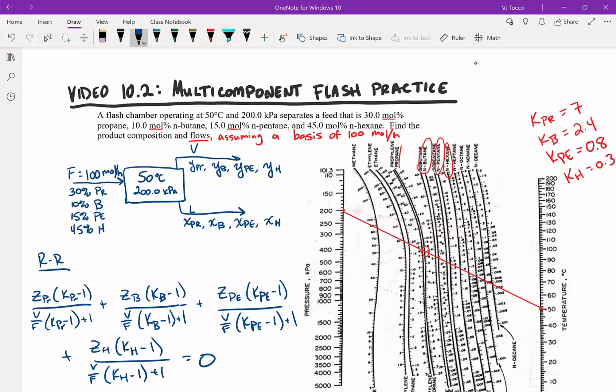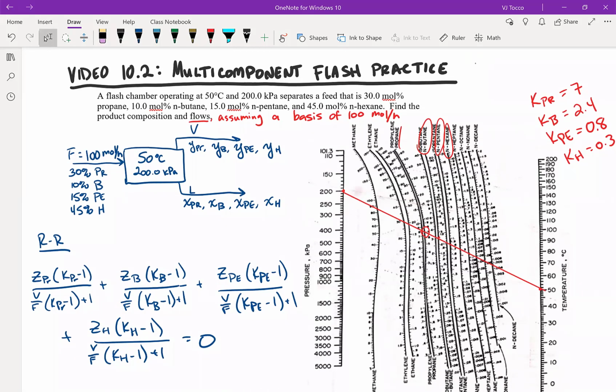My Rachford-Rice got a little bit too long to fit onto one line, so I just made it onto 2 lines. Notice that we have everything in this equation, except we do not know what the ratio V over F is. V over F is our only unknown in this equation. Everything else I can plug in to solve. Given that, try to think about what strategy you would use now to solve for V over F. I don't think you're going to want to algebraically rearrange this.